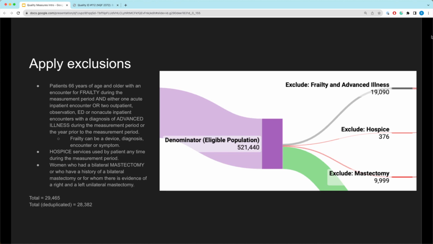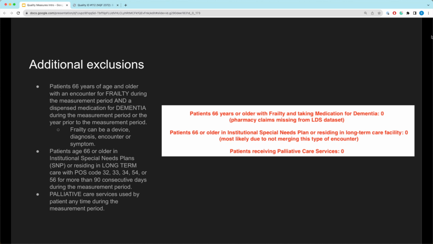And then women who had a bilateral mastectomy or have a history of that, or where there's evidence that they had both a right and a left unilateral mastectomy. So the total exclusions we found here were 29,000. The deduplicated number is 28,000, and that's because a patient could qualify for more than one exclusion. So for the additional exclusions, we just didn't find these in the LDS population, and we'll talk a little bit more about that on the last slide because it could be due to common data quality problems.